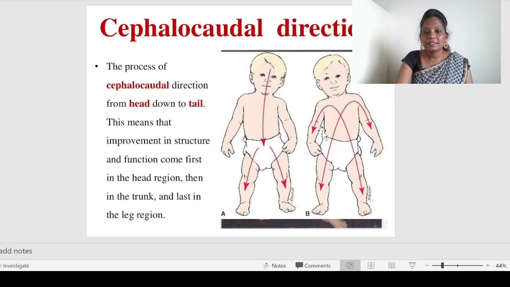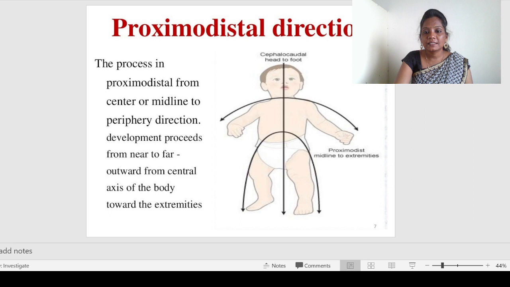So this is the word cephalocaudal direction. The growth and development starts from the head to the tail. The image is showing it very clearly. You can blindly write cephalocaudal direction means from the head down to the tail. This means improvement in the structure and function comes first in the head region, then to the trunk and to the leg regions. So that is the cephalocaudal direction. And proximodistal means the process starts with the proximal portion, the central or midline, and goes to the peripheral. The images you can see.